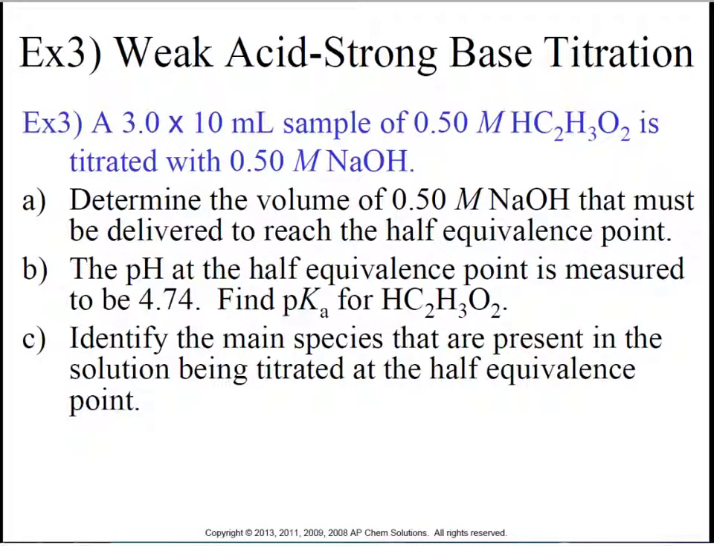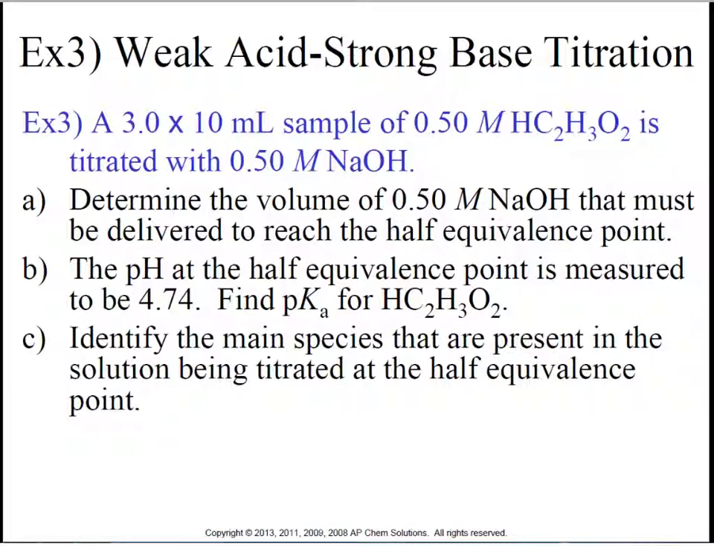Right, now it's time to practice with the weak acid, strong base titration. These get a little bit trickier because there's a lot more that goes on with that equilibrium setup that we have. So if we've got 30 milliliters of 0.5 molar acetic acid this time, along with 0.5 molar sodium hydroxide, we're going to look at how much sodium hydroxide has to be added to reach half the equivalence point. In other words, to get halfway to the point where H plus equals OH minus. Then we're going to find the pH at that point.